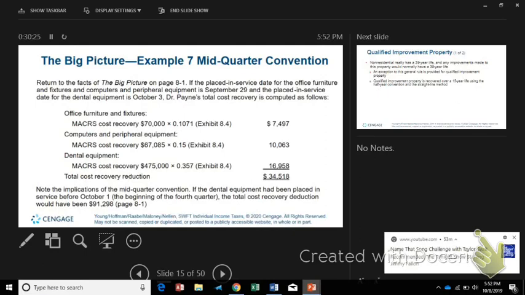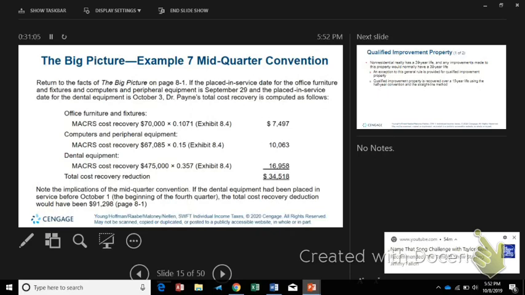The dental equipment, these two are both going to be 7 years. So that would be $545,000. This one needs to stay by itself. So this is 7 year. If we're in our first year, what are we going to multiply that by? What was it? 1429? All right, so 0.1429. And the computers are going to be multiplied by 0.20. Which would make sense because computers go much faster.